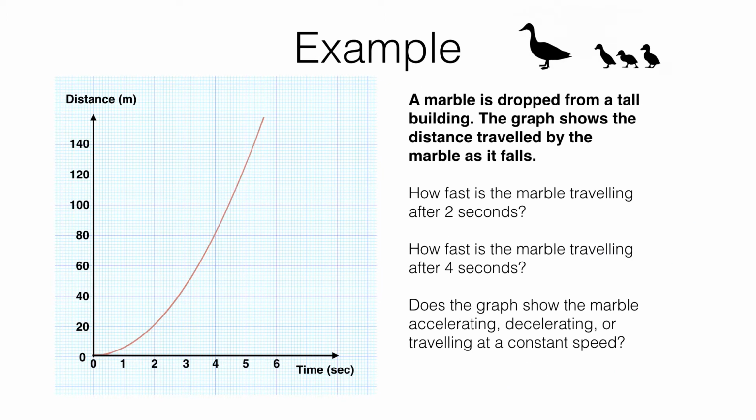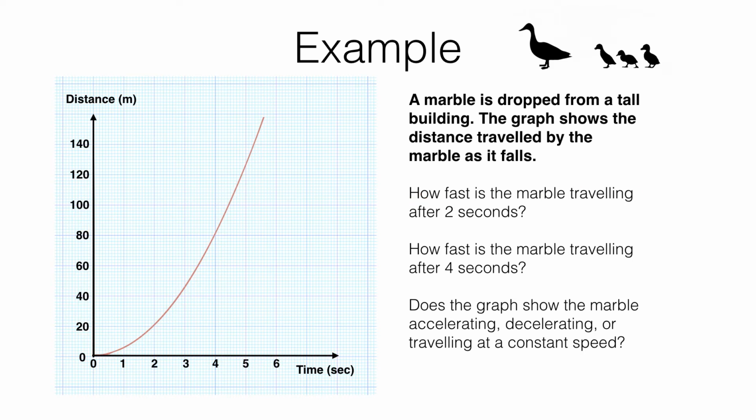Let's take a look at this example then. A marble is dropped from a tall building. The graph shows the distance travelled by the marble as it falls. So we drop the marble when the timer is at 0. After 2 seconds, it looks like it's fallen about 20 meters. After 3 seconds, it's fallen a bit more than 40 meters. After 4 seconds, it has fallen about 80 meters, and so on.